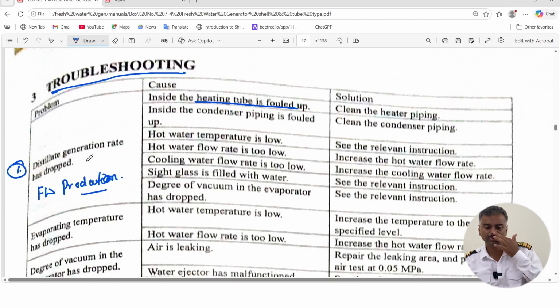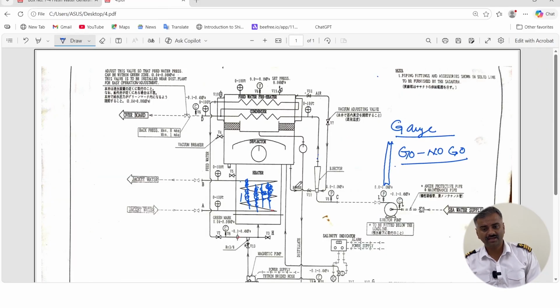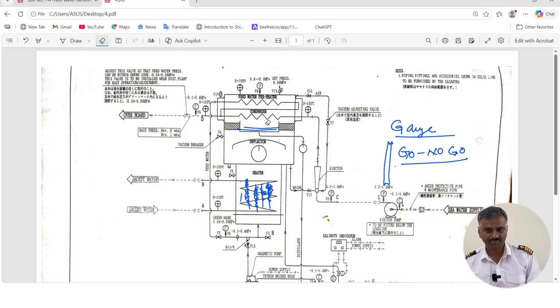So what will happen through fouling? If the tubes are fouled, steam generation will not take place. Even if the condenser is clean, it will always condense whatever steam it is getting, and the produced water will definitely be in a lesser quantity because the production of steam is only less. So that is the first reason.